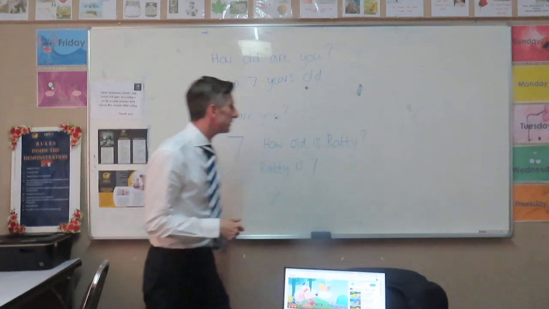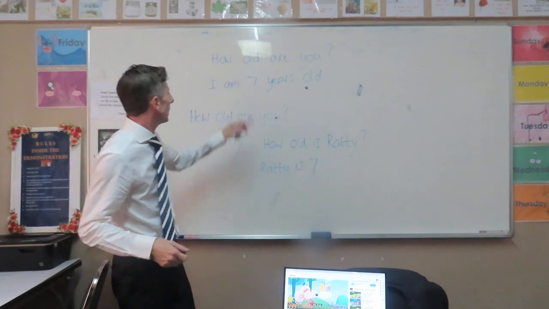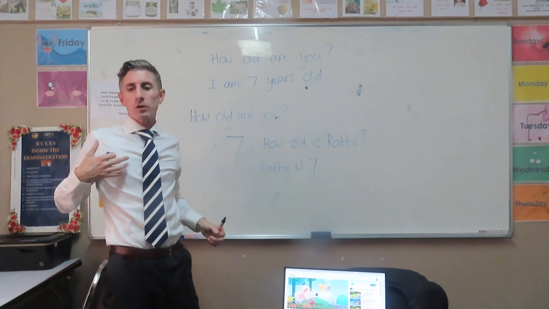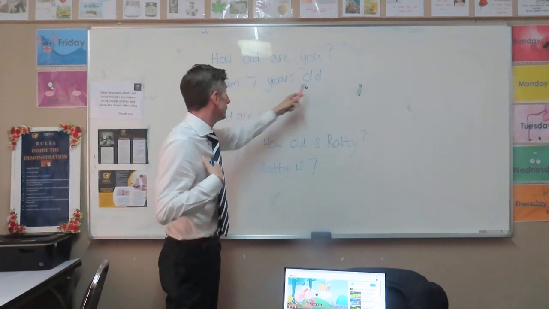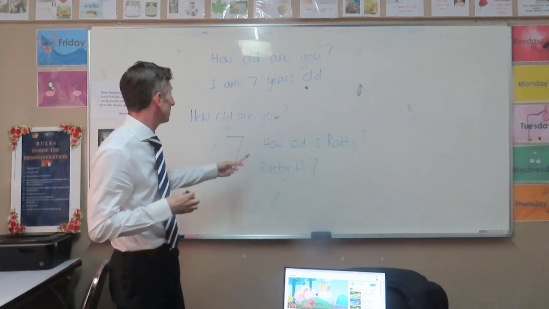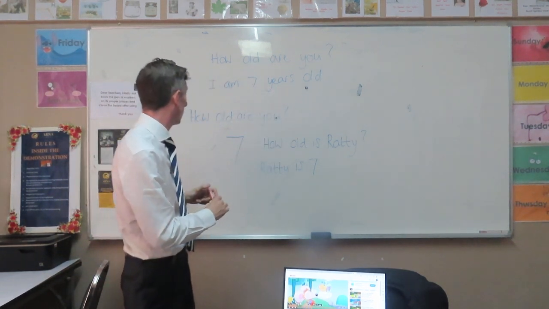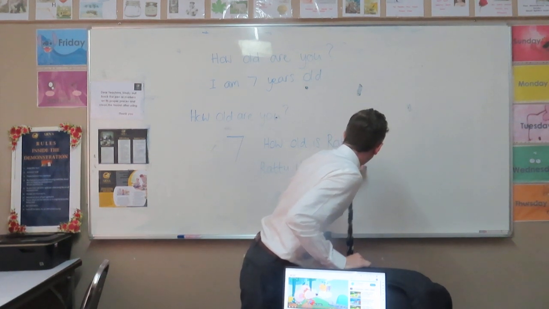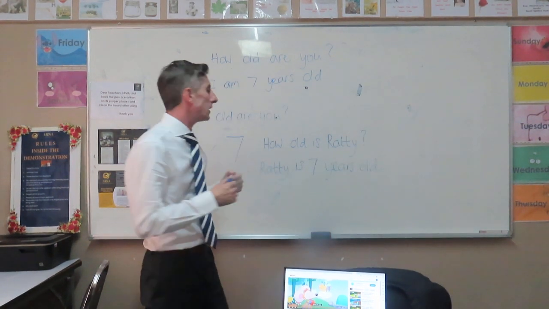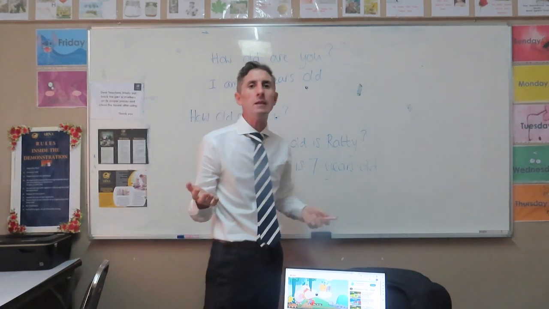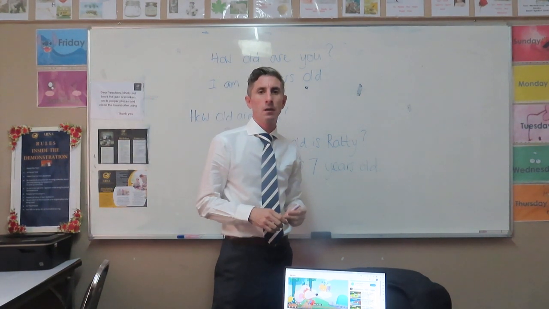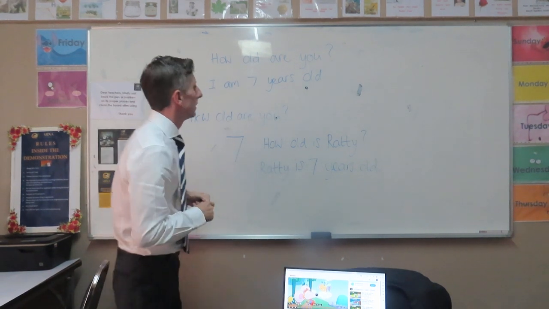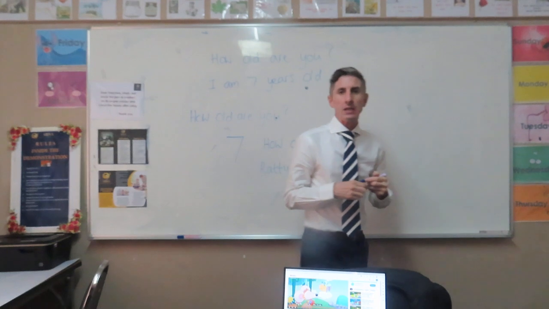And how do we complete this sentence? Okay, look up here, boys and girls, look. If we want to say about ourselves, we say 7 years old. If we want to say about somebody else, we can also say 7 years old. Ratty is 7 years old. Okay, so who was Ratty talking to in the video? Correct, she was talking to BB. How old is BB?